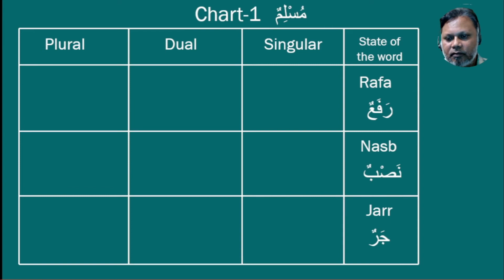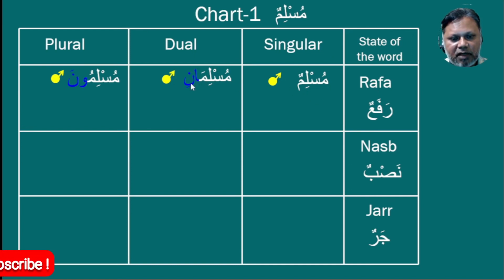Now let's summarize the things in a table. We will draw a table like this. Now the same things: Muslimun in the Rafa state, the singular will be Muslimun, dual will be Muslimani, and plural will be Muslimuna. This symbol indicates the male.